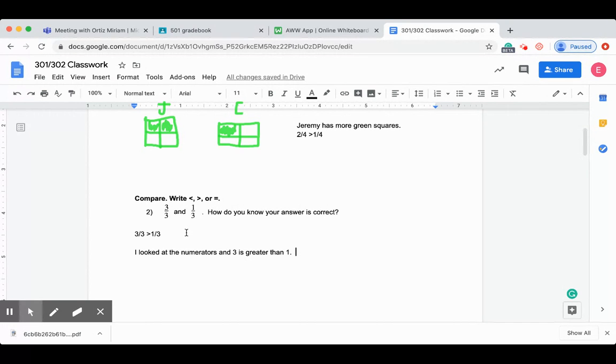So again, when you're comparing fractions with like denominators, you will look at the numerators. Whichever number has the greater numerator is the greater fraction.